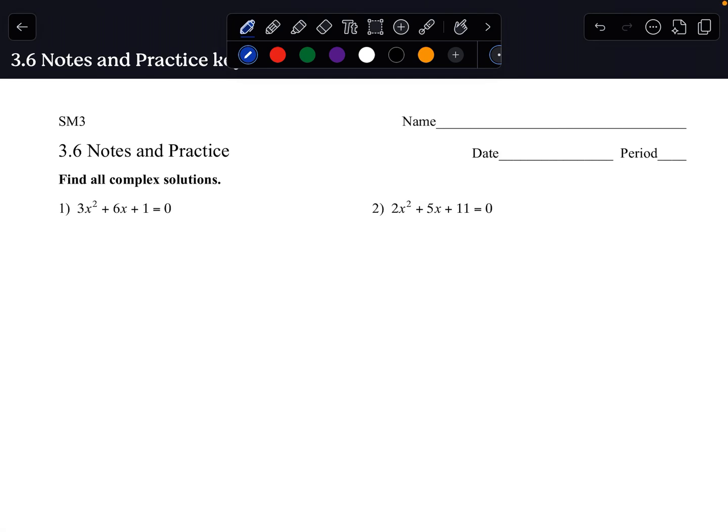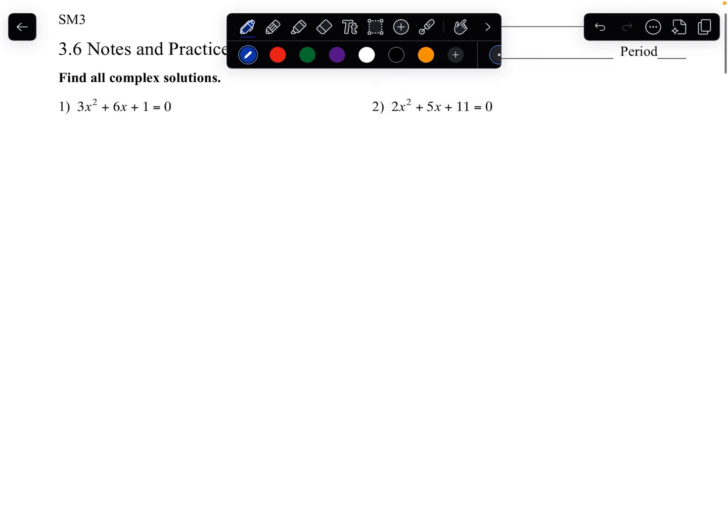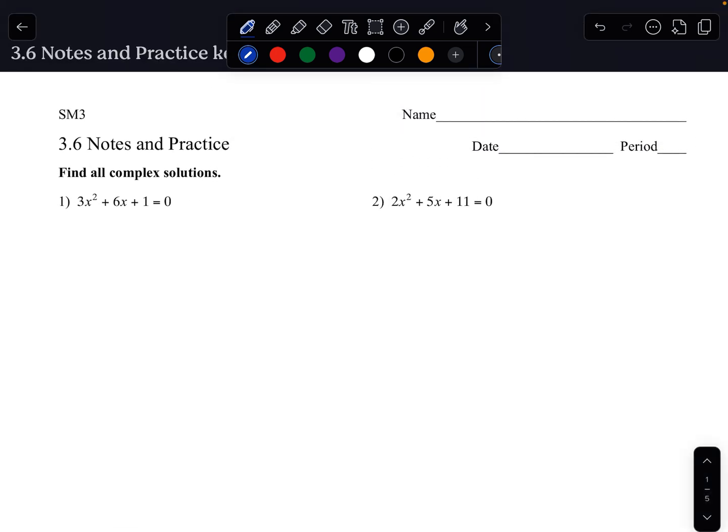Hey guys, I'm going to go over this 3.6 notes in practice. Keep in mind that this will be what your homework looks like. And so if you're having troubles with the homework, hopefully you'll be able to find some help here.